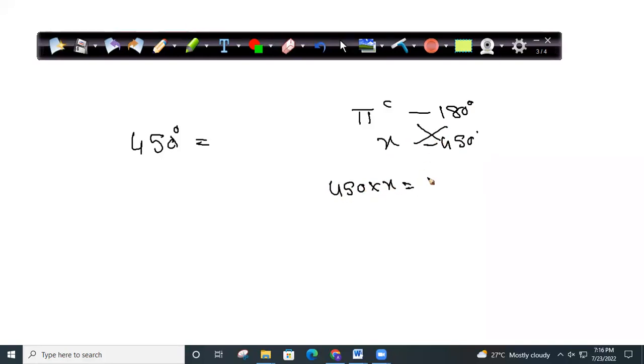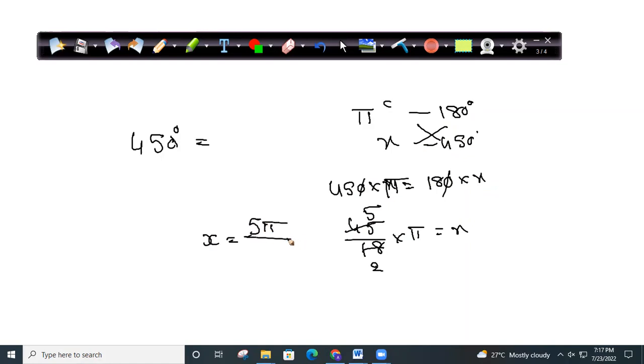Now, when I see this question, I just told you pi radians is 180 degrees. Now I am asking you 450 degrees is how many radians? Again, the same rule follows. Do cross multiplication. 450 into pi is equal to 180 into x. These cancel, so 45 by 18 into pi is equal to x. 5 nines are 45, 2 nines are 18, so 5 by 2 pi. So the value of x is 5 pi by 2 radians. As simple as that. Simple, right?